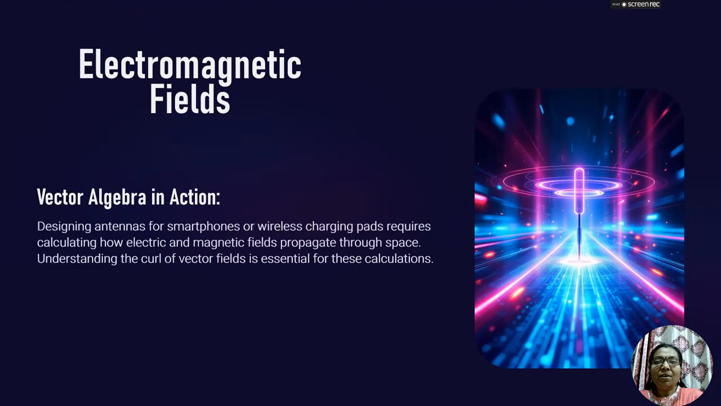The next is electromagnetic fields, where we can apply vector algebra. For example, designing antennas for smartphones or wireless charging pads requires calculating how electric and magnetic fields propagate through space. So understanding the curl of vector fields is essential for these calculations.